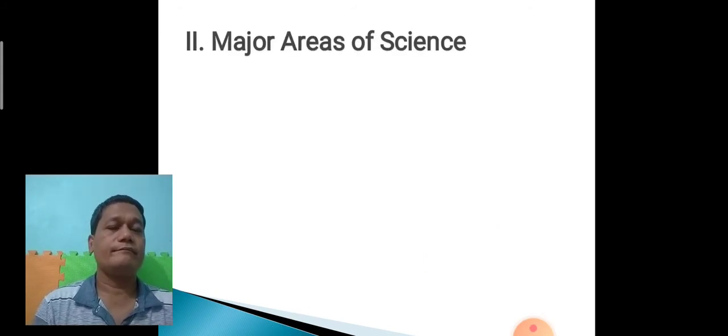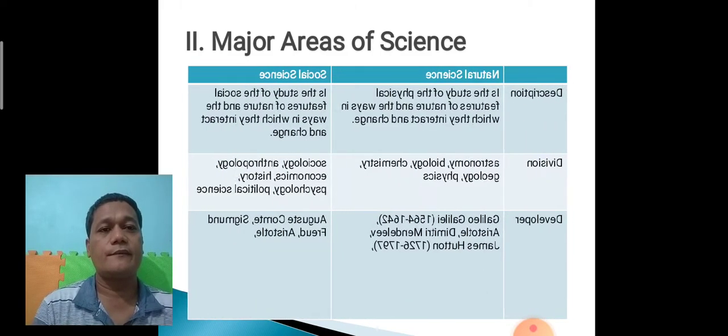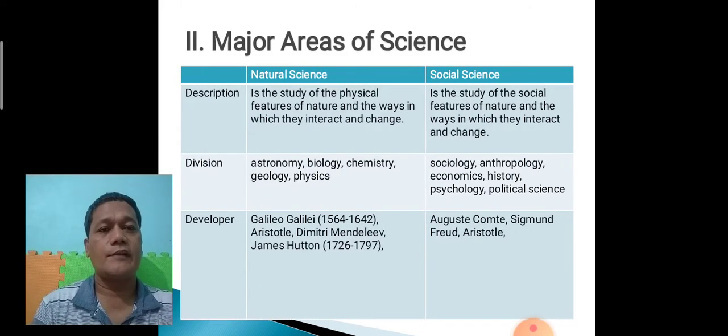Okay? So next, with that, we know we have two major divisions of science. I already said that we have natural science and social science. So we have three areas to discuss. First, the description, then the division, and the development.